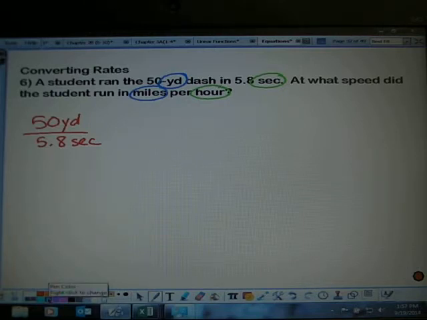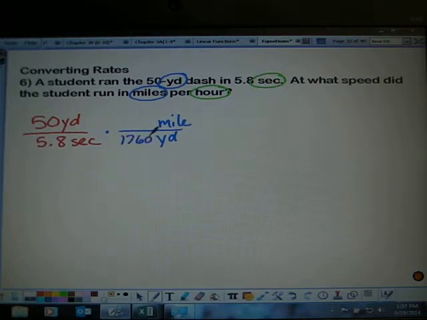So let's focus on that yards and miles first. Changing it from yards to miles, we're going to have to multiply it to another fraction. Yards is on top, so yards goes on the bottom. Means miles is on top. The conversion to equal is 1760 yards is 1 mile. Okay, so we changed it from yards to miles.